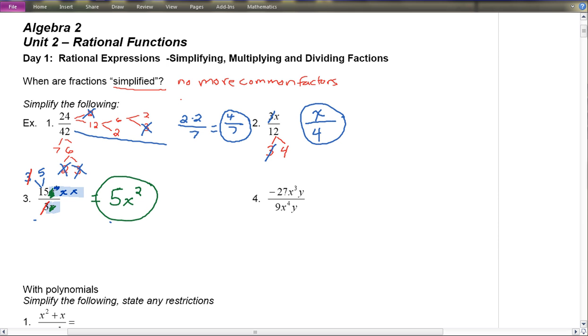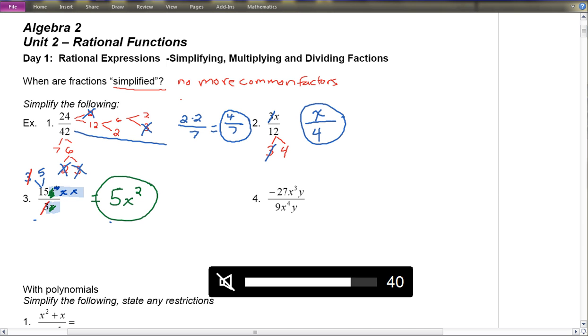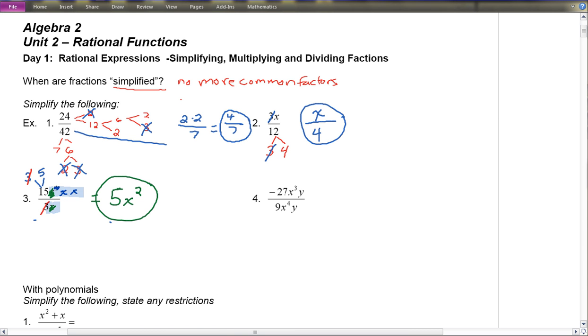I'm going to give you a couple of minutes to work on this fourth example now. Be sure that you look at the fact that there's a negative on the top. Look at exactly how many letters there are. And also make sure that you cancel out everything on the top and bottom. So you need to use a factor tree for 27 and for 9.